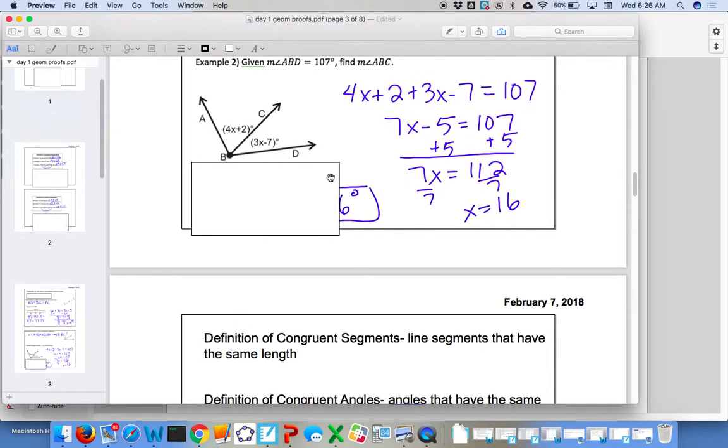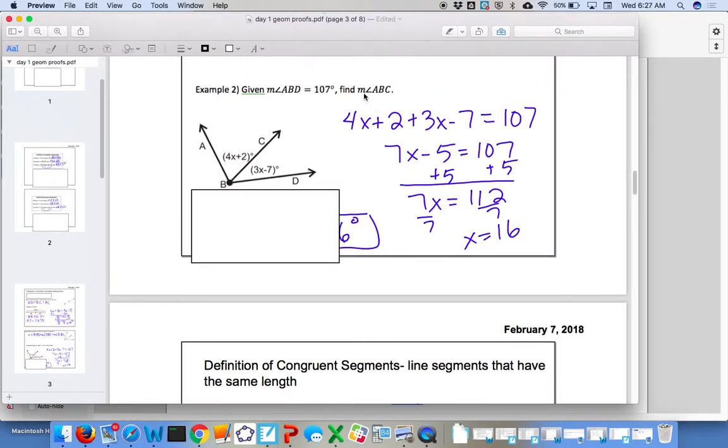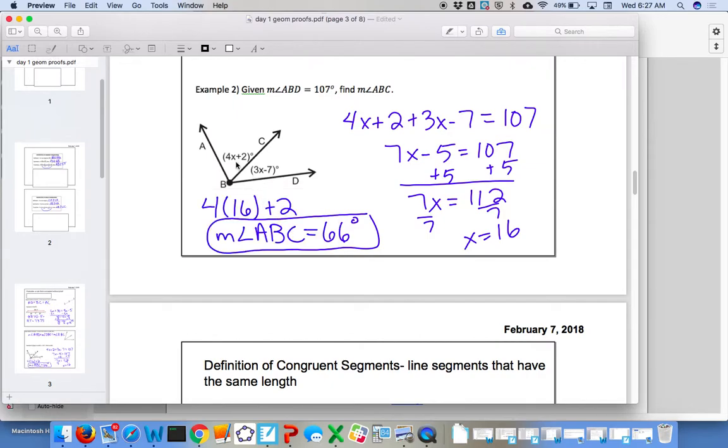But again, that's not what I was asked to find. I was asked to find the measure of angle ABC. So I need to substitute that 16 in for my x and work it out. So the measure of angle ABC is 66 degrees.